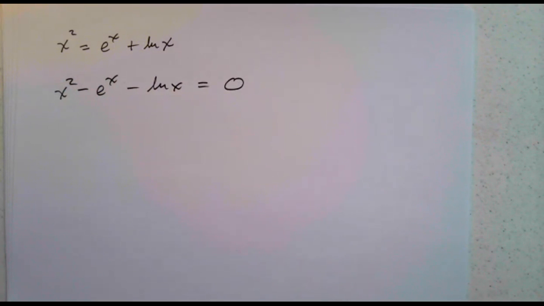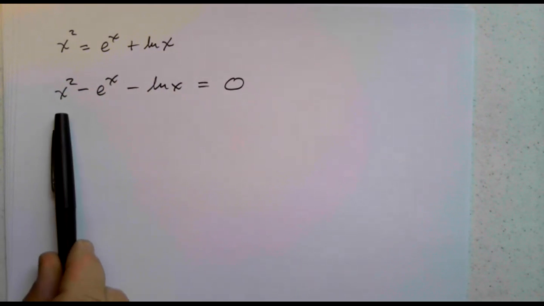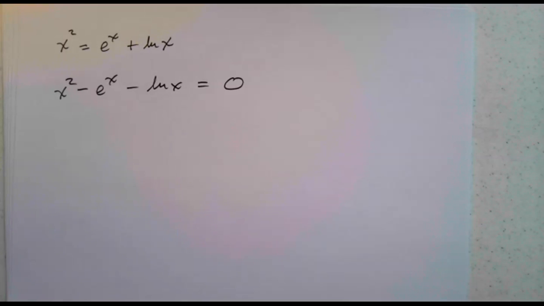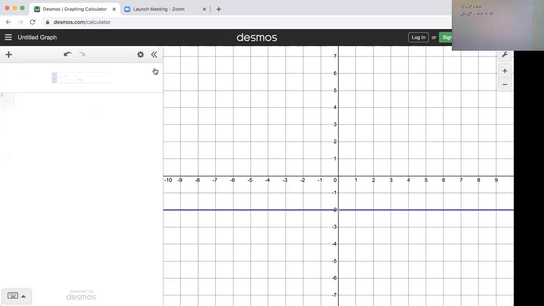I'm going to solve this with the zero finder on the calculator, but I think I'd like to take a look at the graph on Desmos first. So what does the graph of x squared minus e to the x minus natural log x look like on Desmos? That's what I'd like to take a look at. So let's see what it looks like.